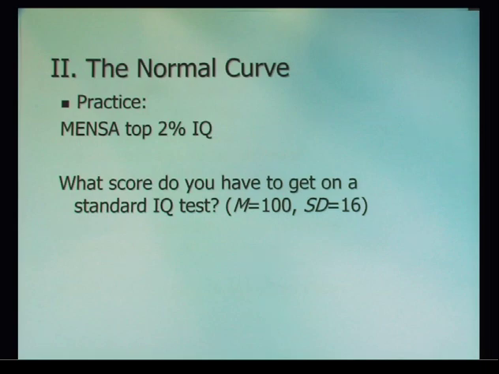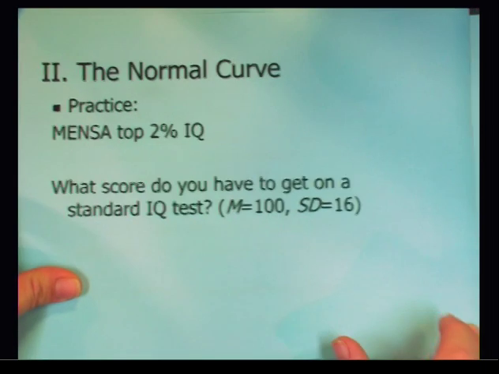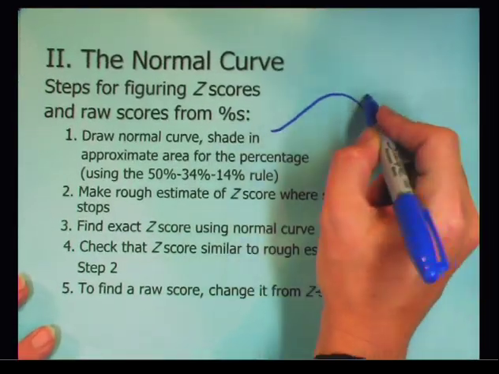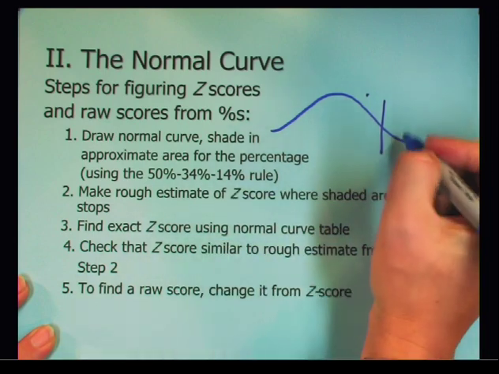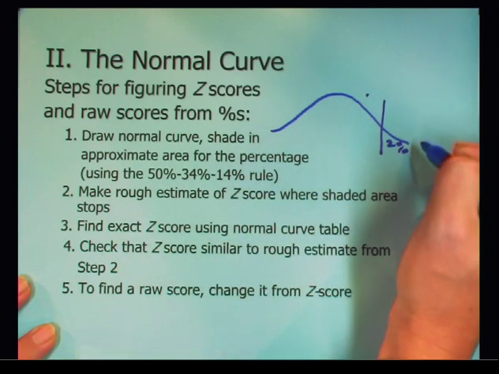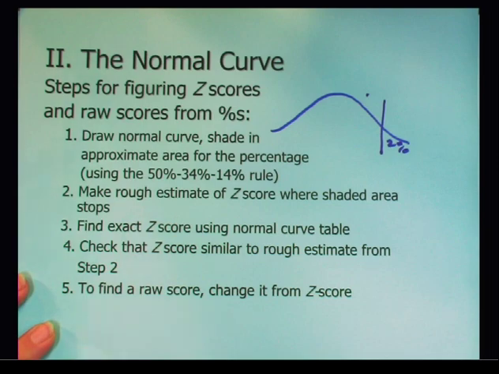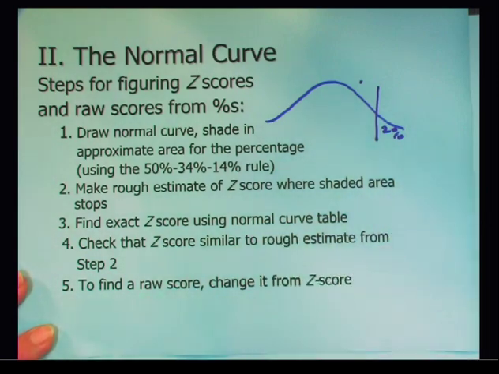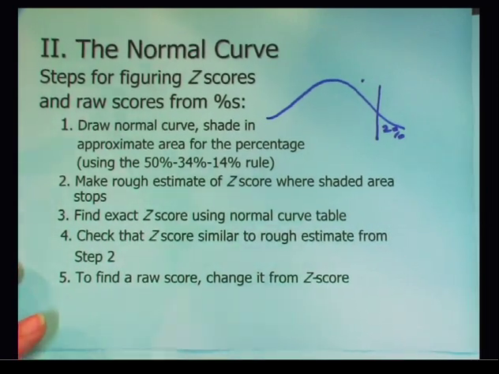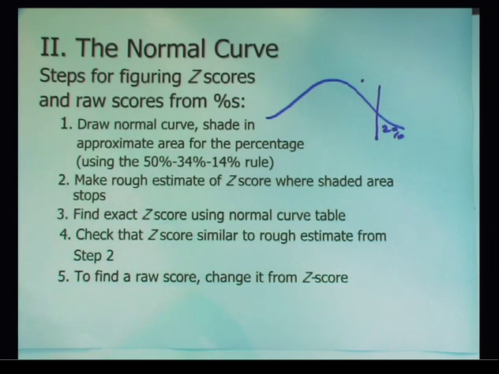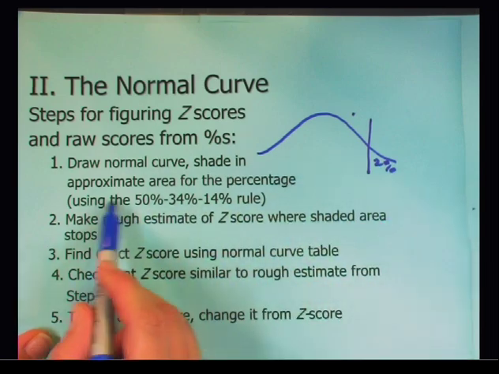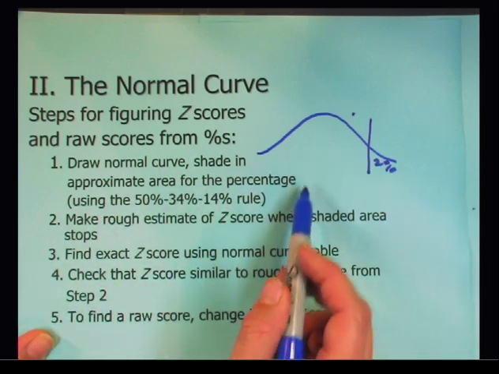Now we're kind of working backwards. If you know that your score falls in the top 2%, we can draw it on the curve. There's only 2% above here. Now you might logically say, that cuts off the second standard deviation, but what if it was 1.5%? We're going to go through this as if it wasn't usable with the rules that you've hopefully memorized by now. So first draw it here, and next you need to approximate the area for the percentage.